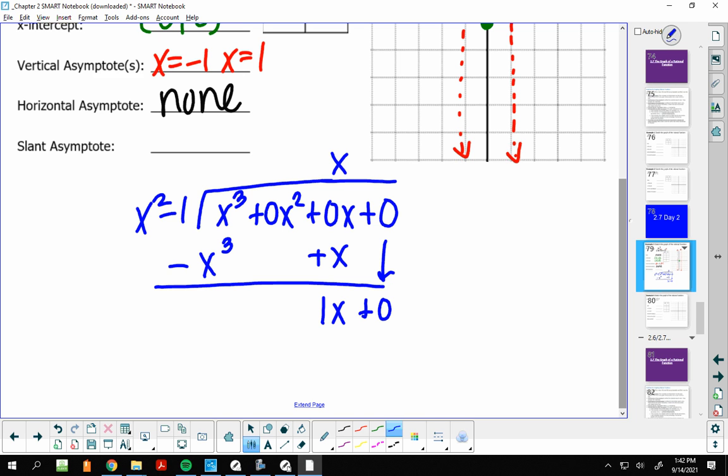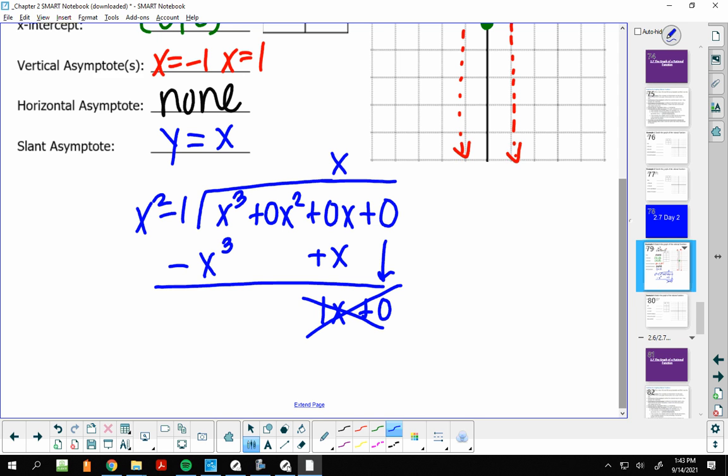So how do we go from x squared to x? Well, we're done. That's my remainder. The remainder does not matter. When you're getting the line of your slant asymptote, we do not care about the remainder. It's insignificant. And therefore, the slant asymptote is y equals x.